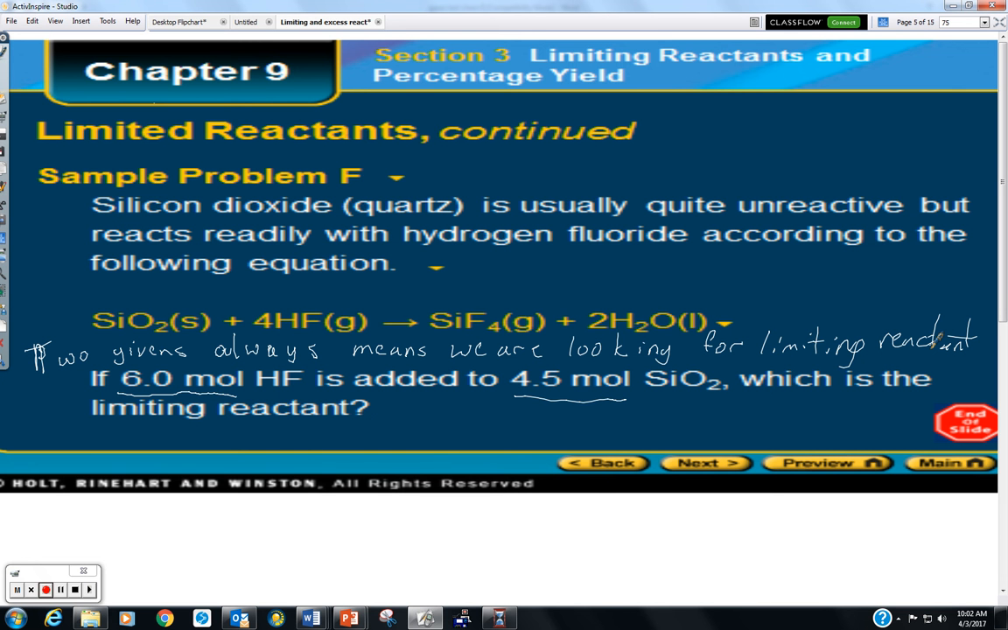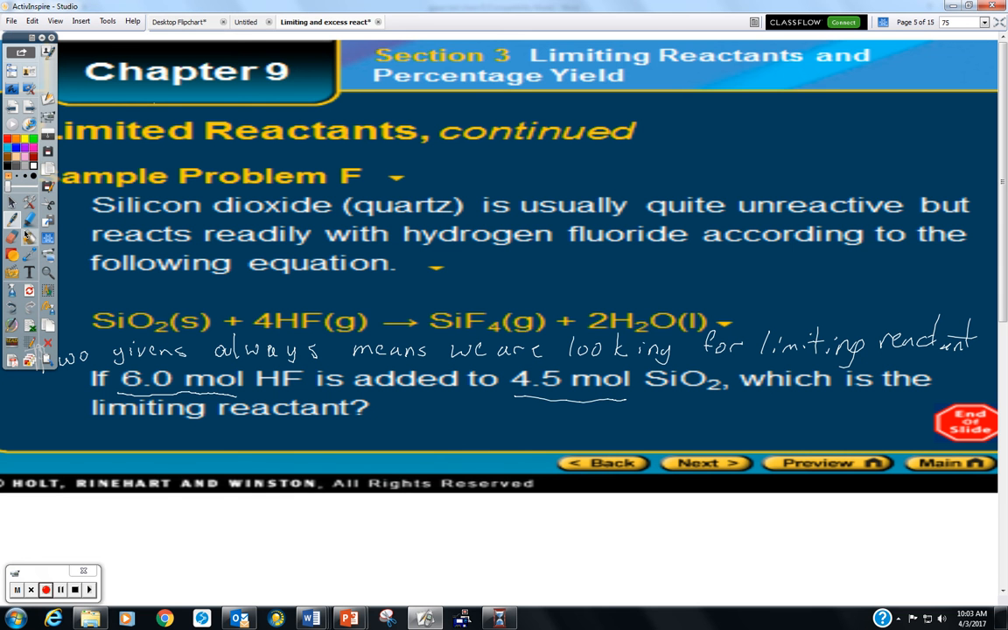A lot of times the question won't just stop there. It won't say which is the limiting reactant. It'll say what is the theoretical yield of this. So in order to find out the theoretical yield, we need to find out which one is the limiting, because that's going to tell us the maximum that we can produce. It's going to be a smaller amount than the one from the excess. So whichever of the two produces the smallest amount is our limiting.